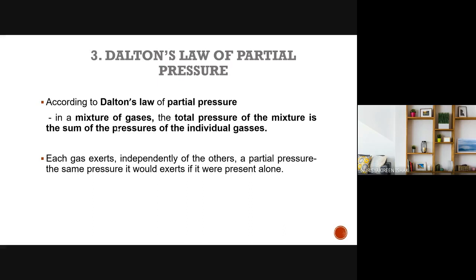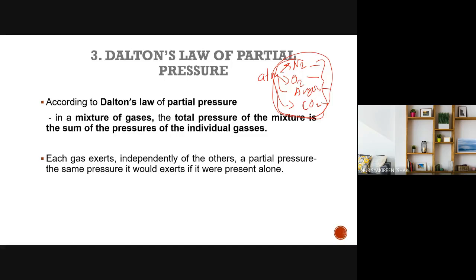Okay, so it says here, in a mixture of gases, the total pressure of the mixture of gas is the sum of the pressure of the individual gases. So in the atmosphere, you have nitrogen, you have oxygen, you have argon. Okay, you have other inert gases, including carbon dioxide. So in sum, each individual gas will exert its own partial pressure. Okay, so each gas exerts independently of the other a partial pressure, which is the same pressure it will exert if it were present alone.